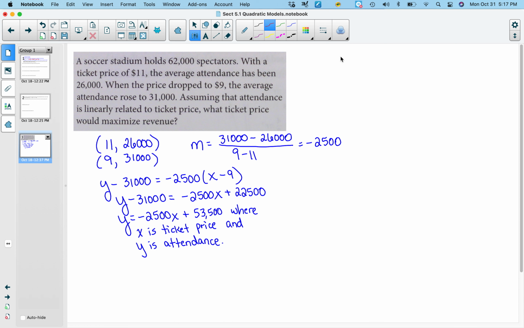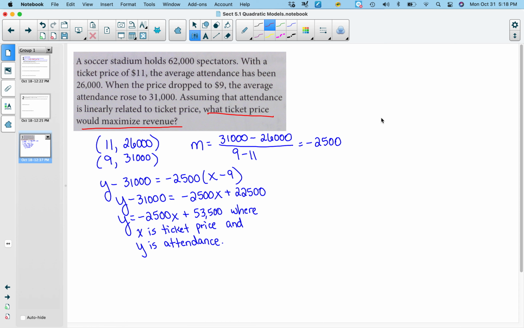This is the quadratic modeling problem that I started in class. I'm losing my voice a little bit here, but I had talked about the linearization they mentioned, that attendance is linearly related to ticket price. So I had already gone through all this part and came up with the linear equation that relates ticket price to attendance. But the question we're asked is, what ticket price would maximize revenue?